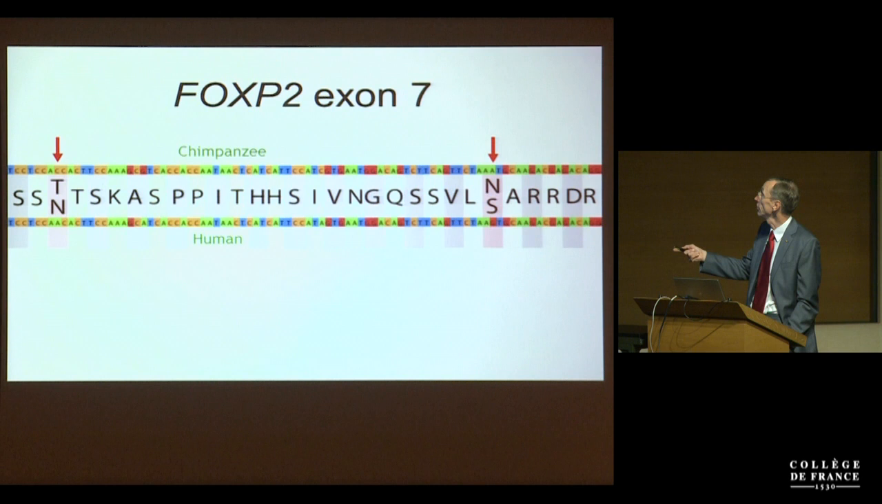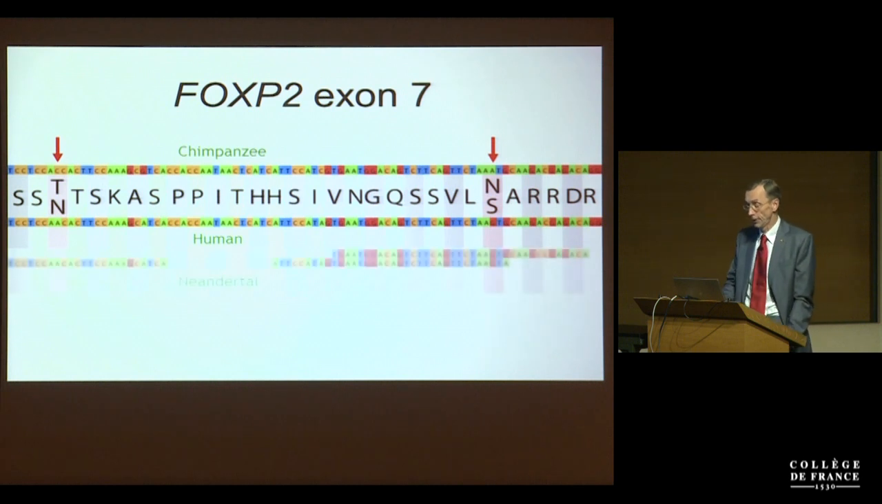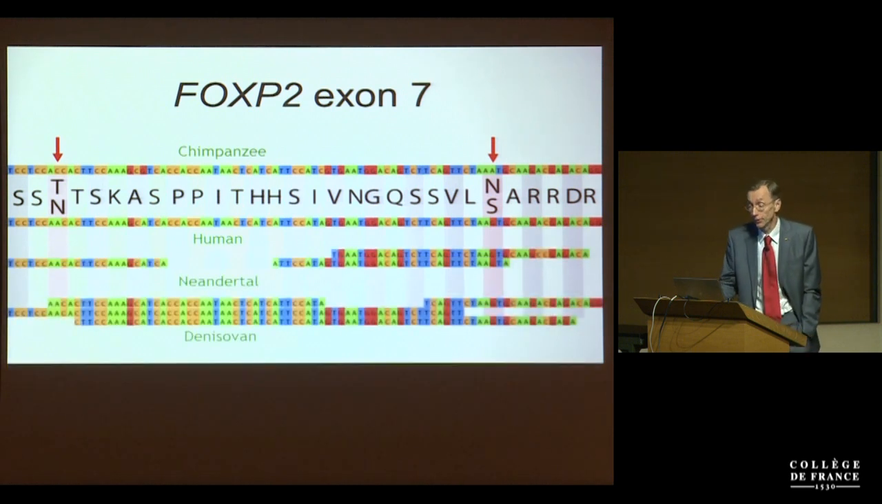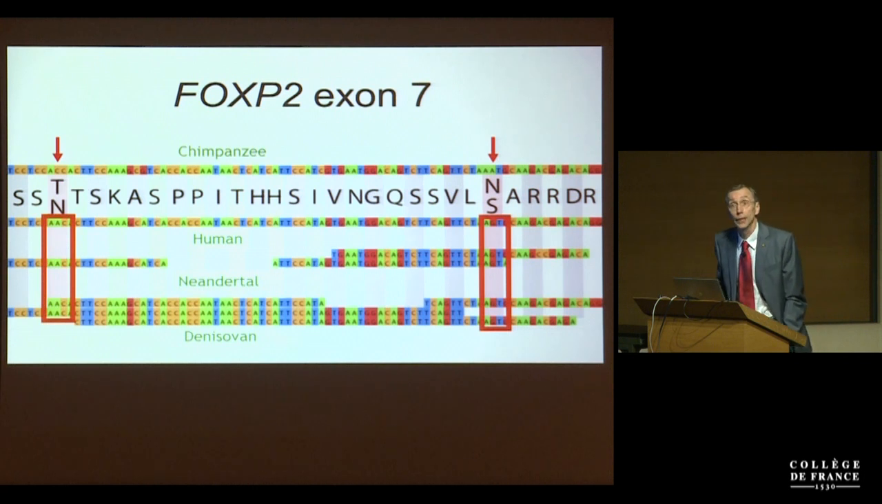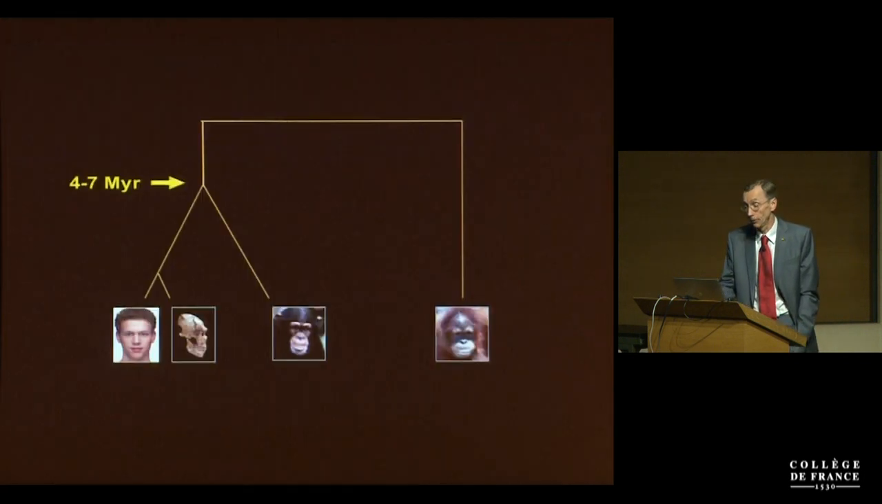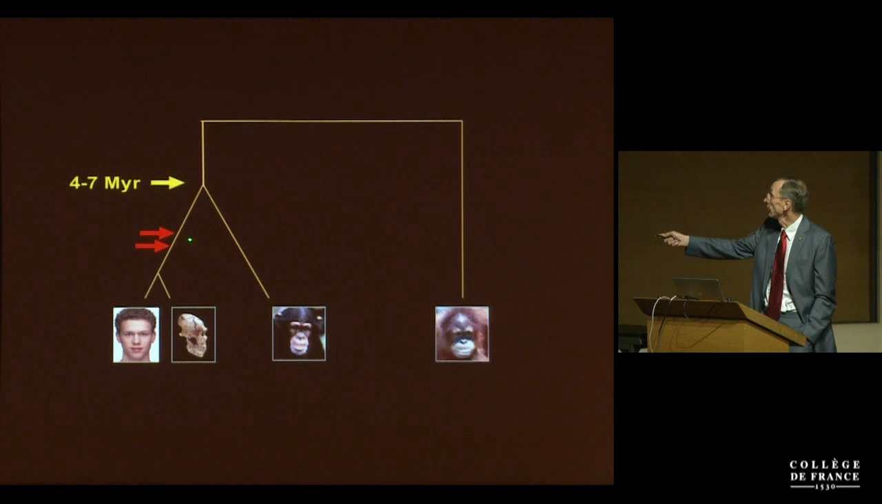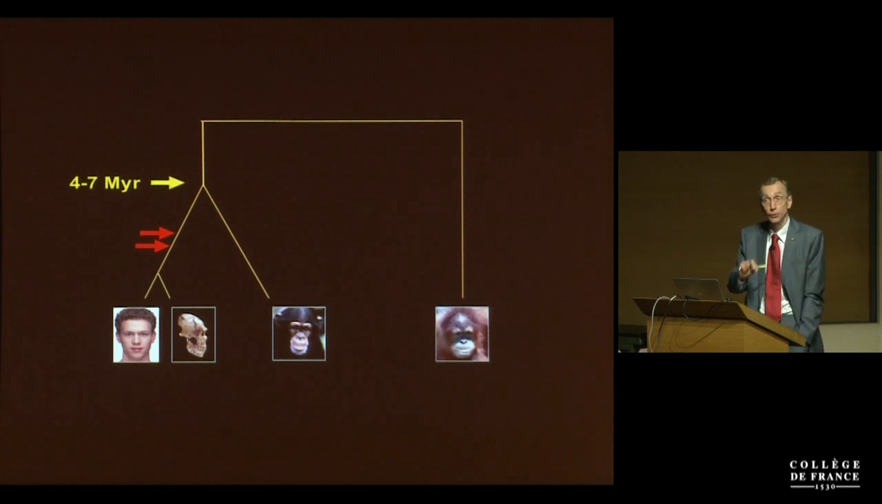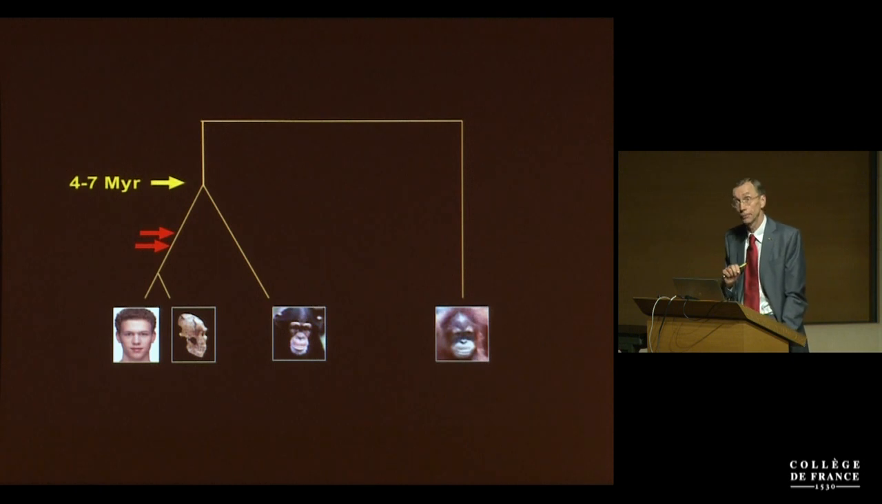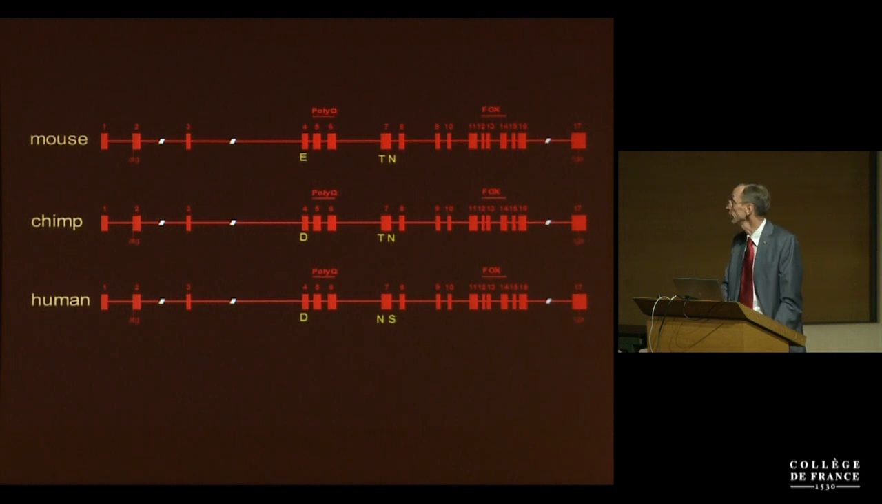So this is the position where chimpanzees and humans differ. The Neanderthals and the Denisovians turned out to be like modern humans, like present-day people. So these changes obviously happened here before the separation. So whatever these changes do, it's shared with Neanderthals. But we were nevertheless interested in this.